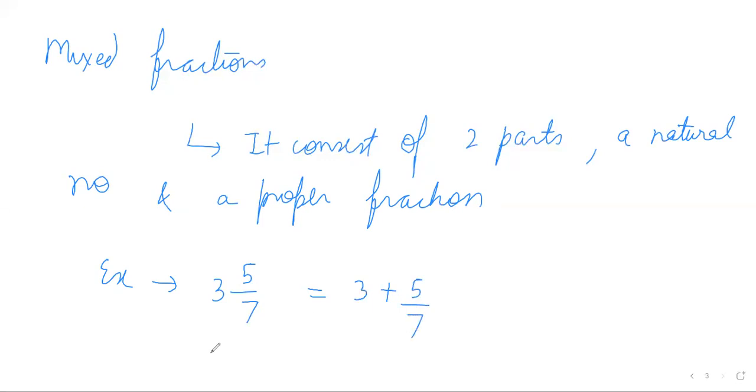If I ask you the value of 3 and 5 by 7, you can just visualize it like 3 plus 5 by 7. Or if you want to change it into a fraction, you have to multiply 7 into 3 plus 5. 7 threes are 21, plus 5, so 26 upon 7. You can do either method. I'm just giving you an insight that a mixed fraction is the sum of two things: one is a natural number and another is a proper fraction.